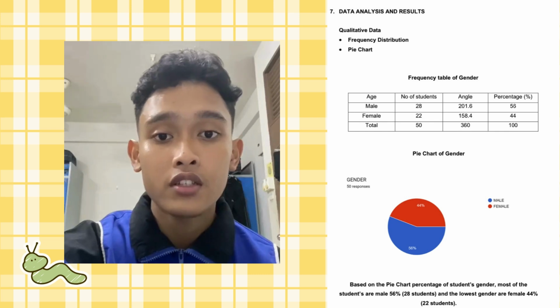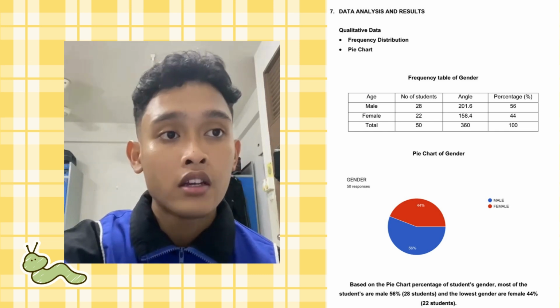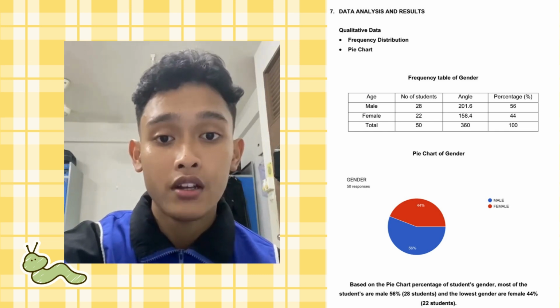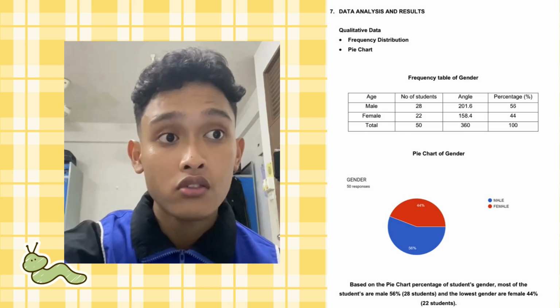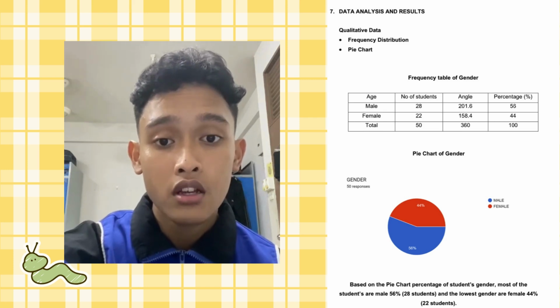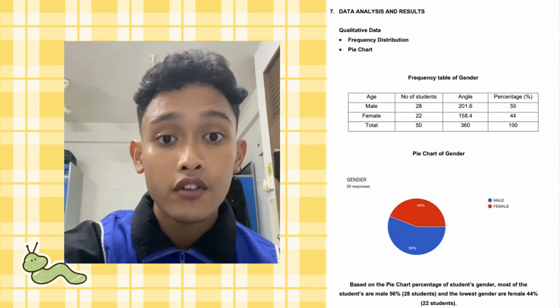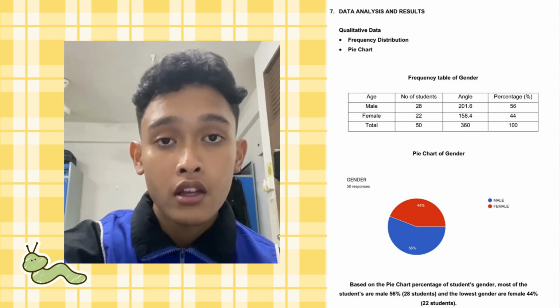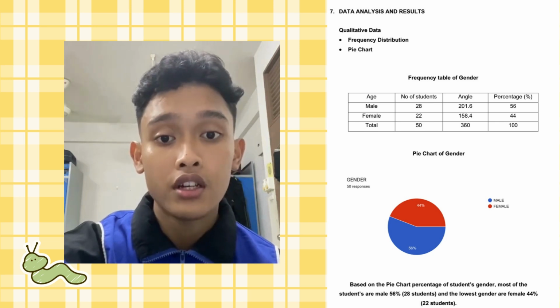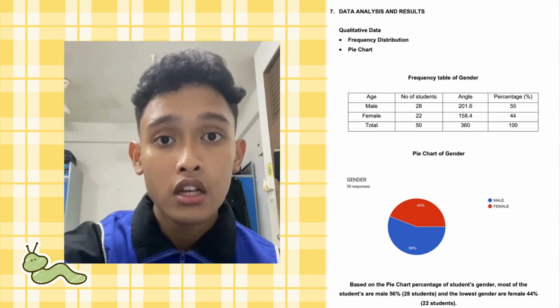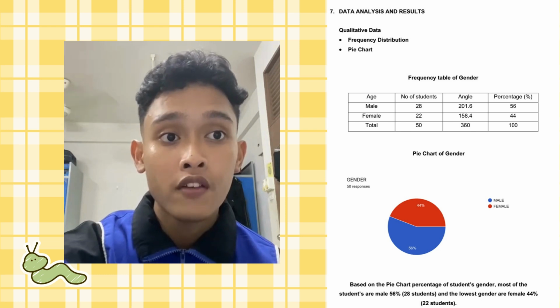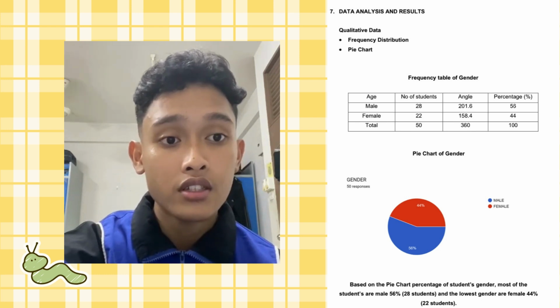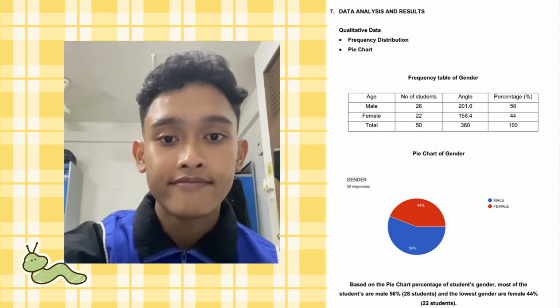For the first one is frequency table of gender. So the percentage of males who answered this questionnaire is 56%, while for females it is 44%. So for males, 28 people answered our questionnaire, and for females, 22 people answered our questionnaire. So there's a total sum of 50, and as you can see, the pie chart of gender.